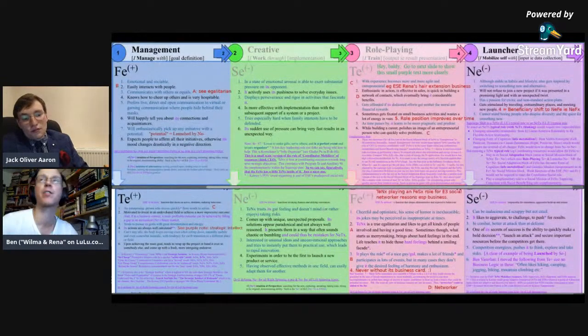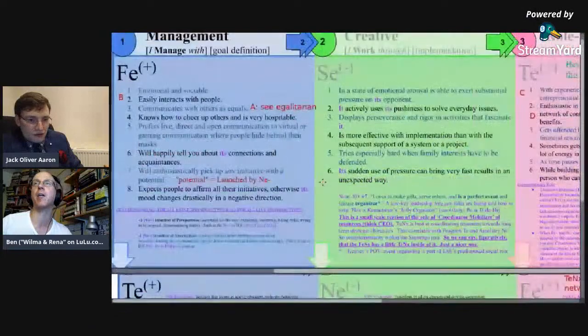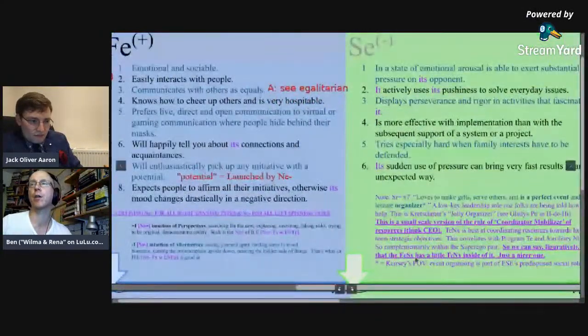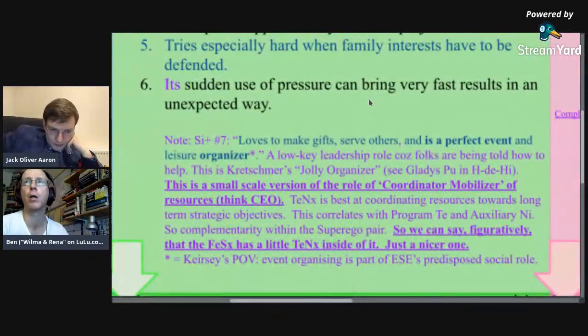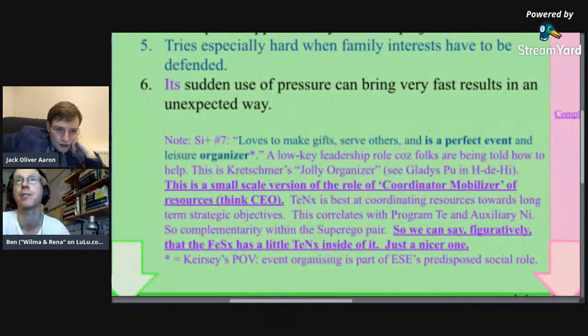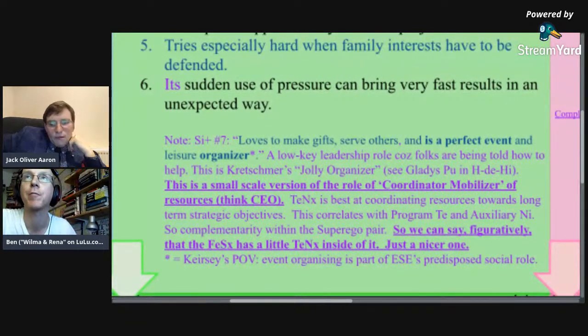Right. What about this bit here? Now, in the actual graphic, it got put under SI. So this is for ESE. Loves to make gifts, serve others, and is a perfect event and leisure organizer. A low-key leadership role because folks are being told how to help. I imagine that's how it's going to go, because things have to be organized. We've got to do this, we've got to do that. And I think it is the jolly organizer. This is a small-scale version of the role of coordinator, mobilizer of resources. Think CEO.